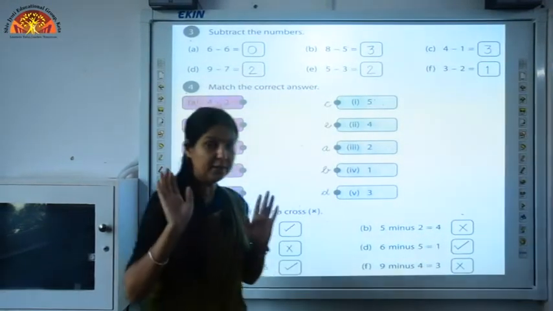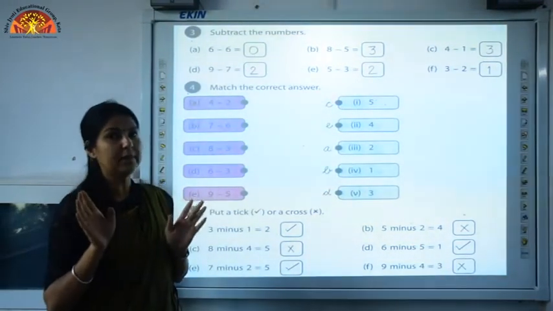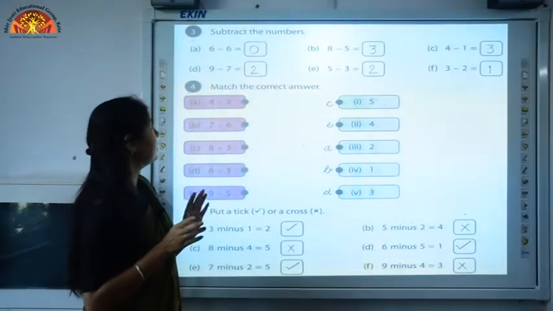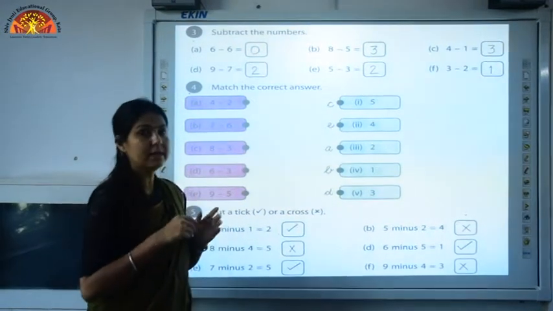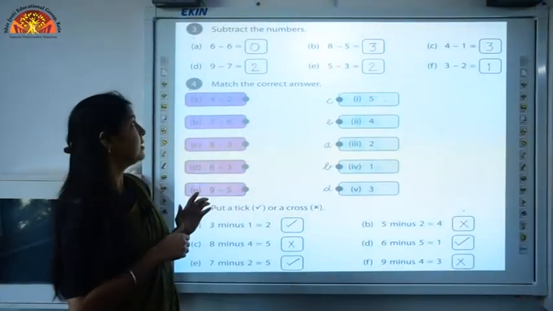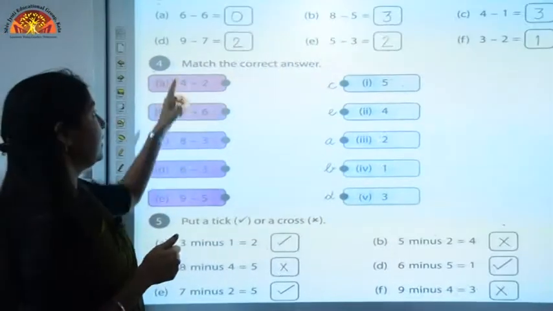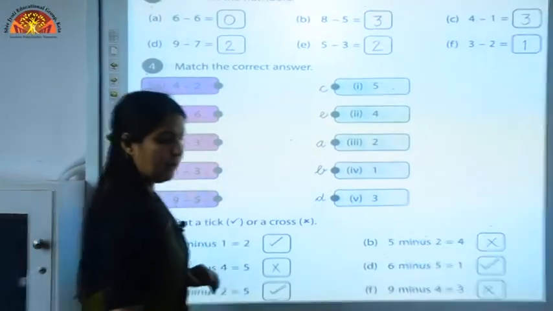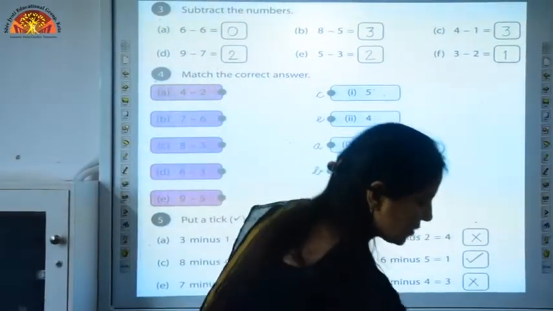How many are left in my hand? There is no pencil in my hand. So we can say that 6 minus 6 is 0. We cannot use the words no and nothing in maths. Instead of using these words, we will write 0 here. Now we will see the next question.